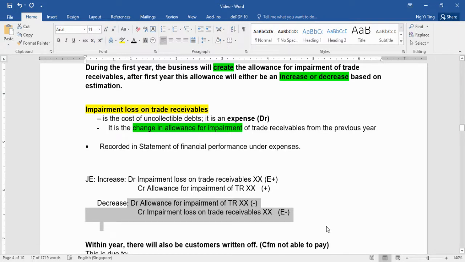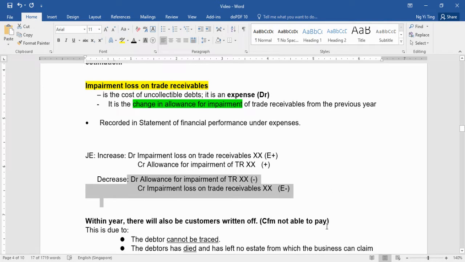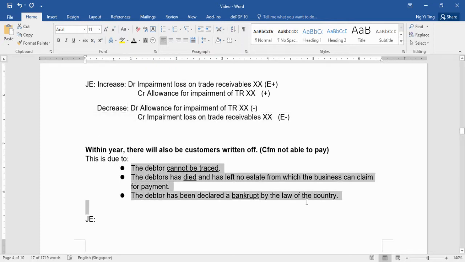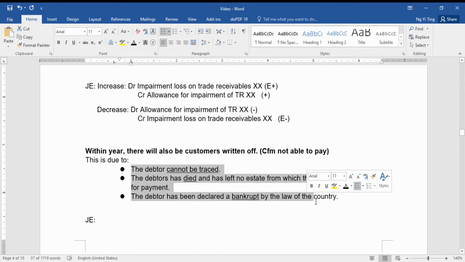Within the year, there will be situations whereby a customer may be written off. What is written off? It means that they confirm cannot pay us. So this can be due to the debtor cannot be traced, the debtor has passed away and has left no estate from which the business can claim for payment, or the debtor has been declared bankrupt by law of the country. So with this, we will know that this customer is no longer able to pay us. We need to remove. So it's called written off.